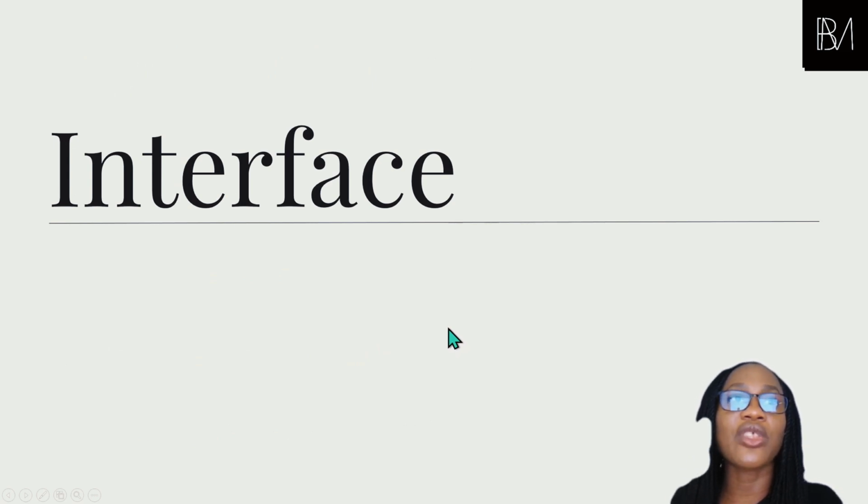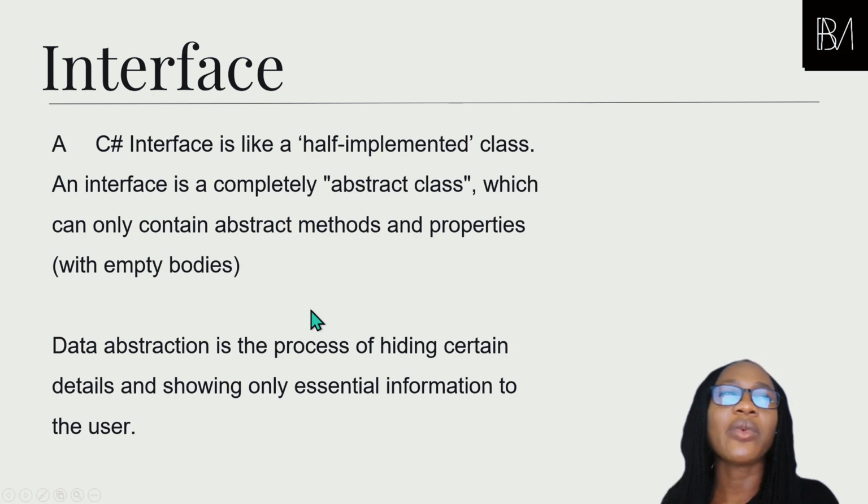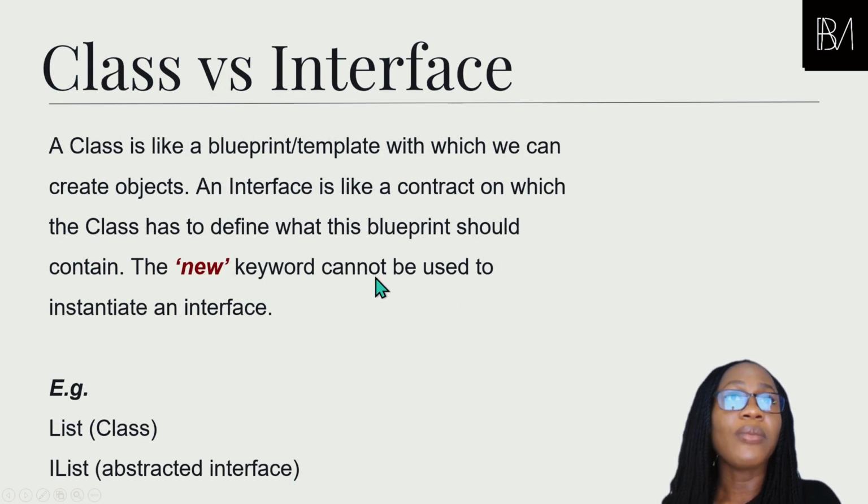So this is something that you will find often in C# Revit coding. An interface is like a half implemented class. There's something called abstraction in programming, which is where you hide certain details and show only essential information to the user. So abstraction is what the interface does to a class. You take away a lot of the methods and properties that are not needed and show only what's needed. So usually you would have the new keyword on a class, but you wouldn't be able to use it on an interface because it's not a full class, it's like a half class.